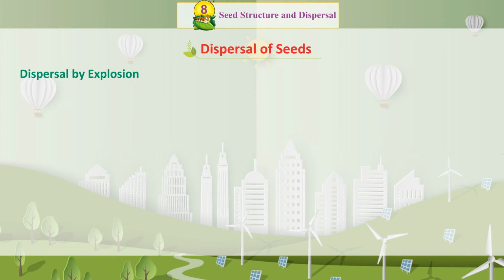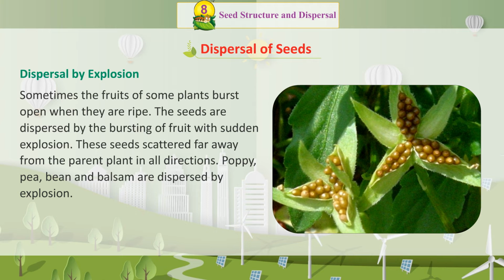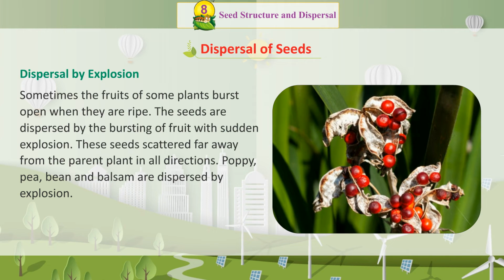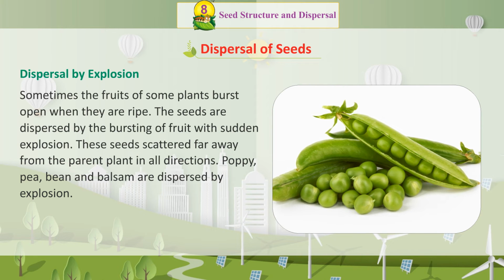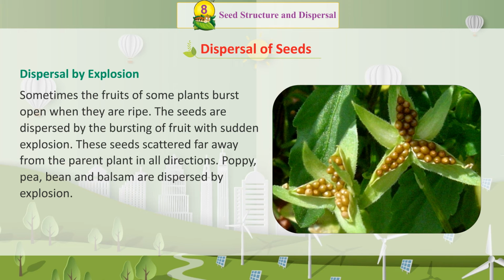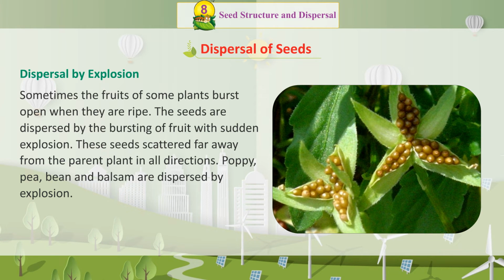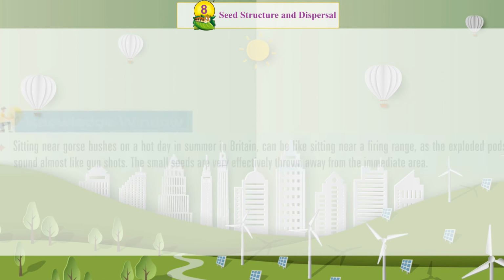Dispersal by explosion. Sometimes the fruits of some plants burst open when they are ripe. The seeds are dispersed by the bursting of fruit with sudden explosion. These seeds are scattered far away from the parent plant in all directions. Poppy, pea, bean, and balsam are dispersed by explosion.